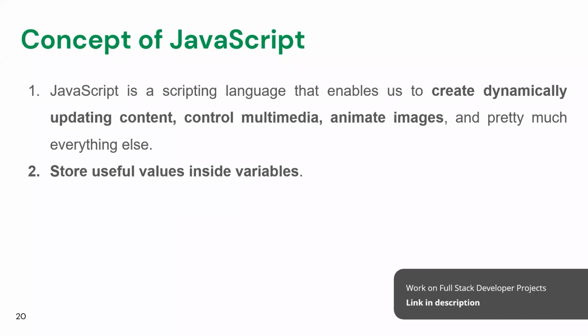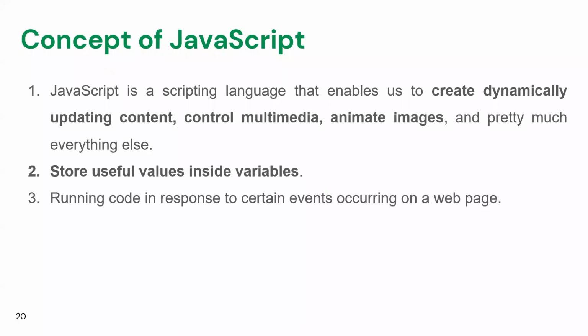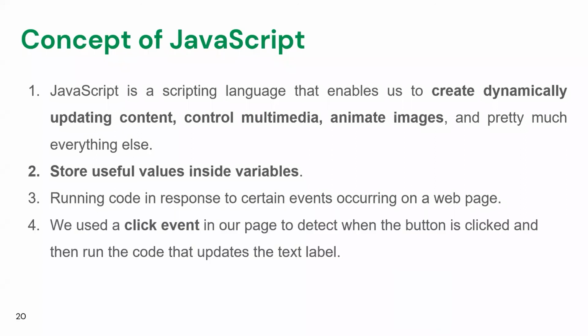It basically stores values in variables or some medium, and according to that, those values can be passed to the users, and after updating those values, it returns them back to the server to update the content. So it runs code in response to certain events occurring on a web page. We use a click event on the page to detect when the button is clicked and then run the code to update the text label.